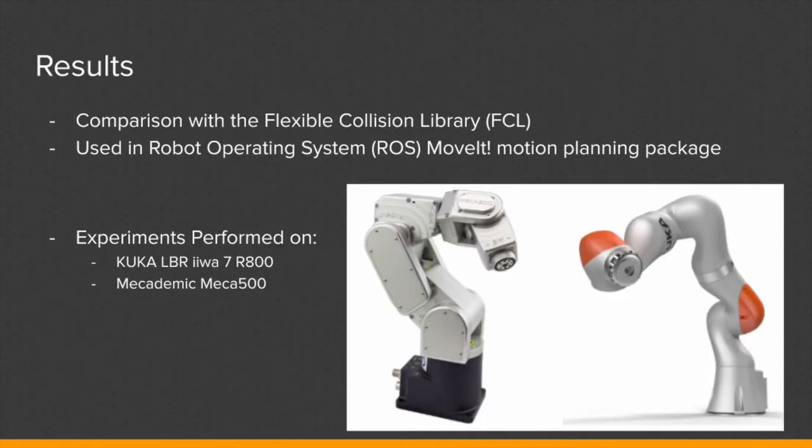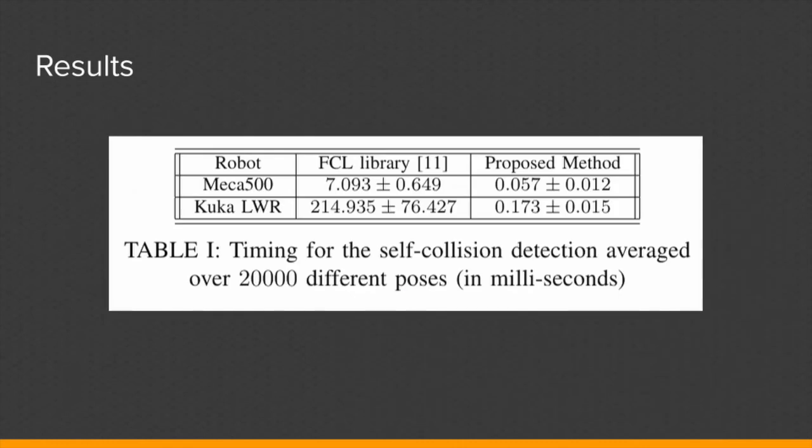The performance of our collision detection system is compared to the Flexible Collision Library used in the Robot Operating System. We compare their performance on the self-collision detection of the KUKA LBR iiwa and the Mecademic Meca500. From our results, we can see that our method greatly outperforms the Flexible Collision Library, taking less than 1% of the computation time that FCL requires. We also notice that our method is also better at adapting to more complex models.